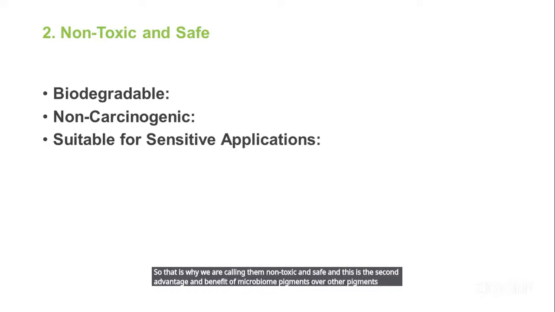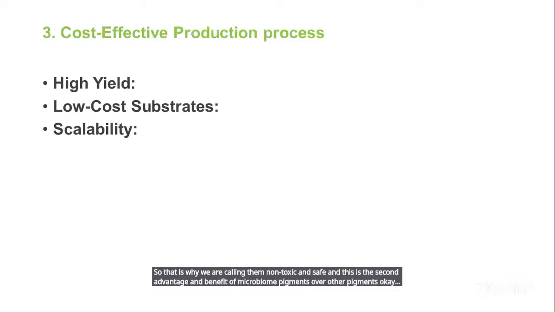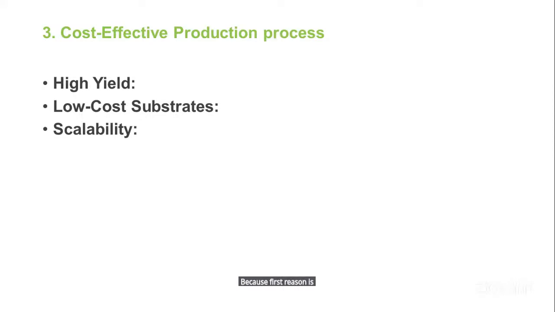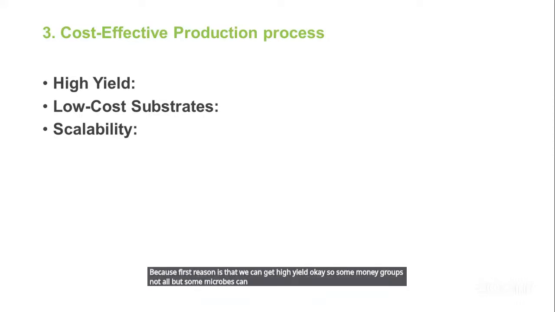Okay, now, next benefit and advantage is that the microbial pigment production process is cost effective. You can say it is a cost effective process. Now, why? Because first reason is that we can get high yield. Some microbes, not all, but some microbes can produce pigments in large quantities through a controlled fermentation process. This is important. We should use this controlled fermentation process, then only we can get high yield.